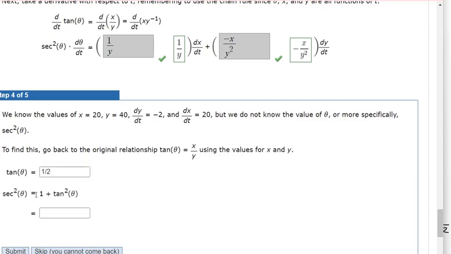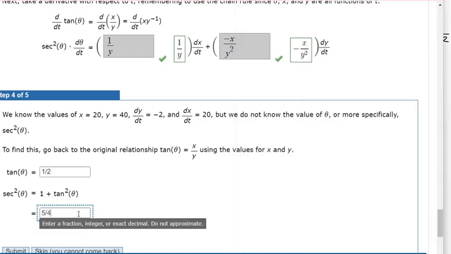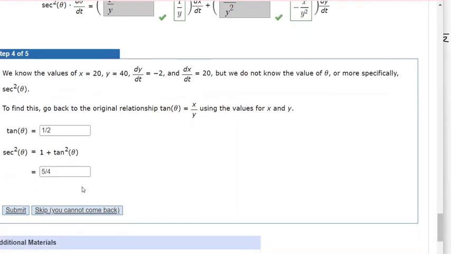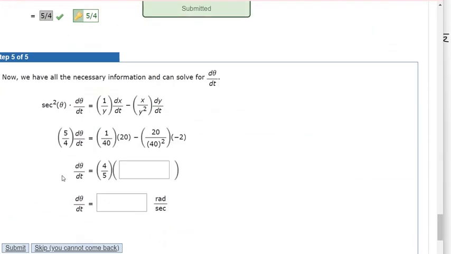And then secant squared theta is 1 plus tangent squared theta. And so we know what tangent is. Tangent theta is 1/2. So this is going to be 1 plus tangent squared theta, so 1 plus 1/2 squared. So it's 1 plus 1/4. It's a plus. That's 5/4. I think is what they're looking for there. Yeah, because tangent theta is 1/2. So if you square tangent theta, it should be squaring 1/2. So that's 1/4. So that should be 5/4. But it looks like they don't have it set up for a fraction there. Oh, they accepted it.